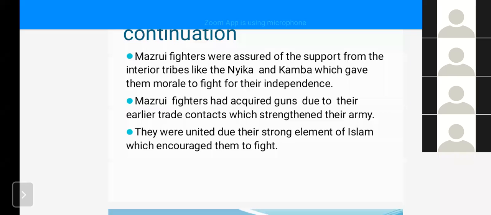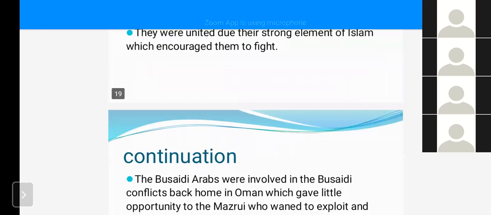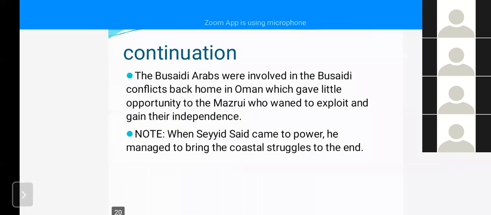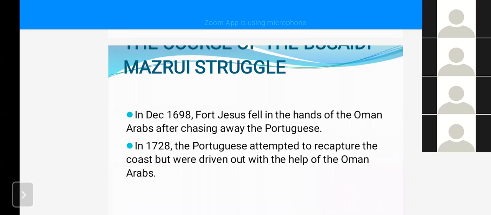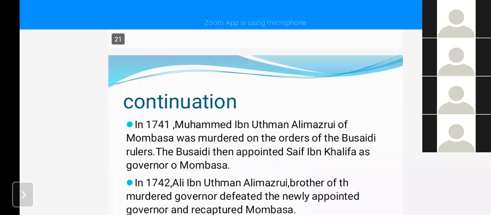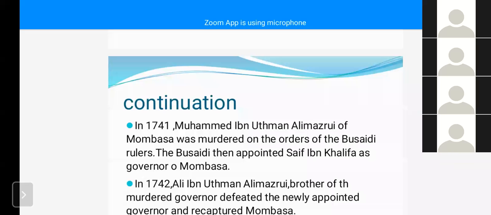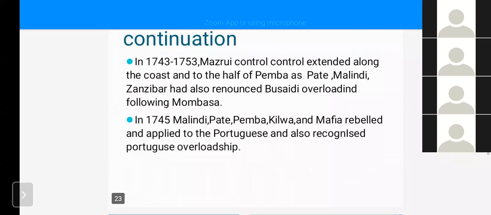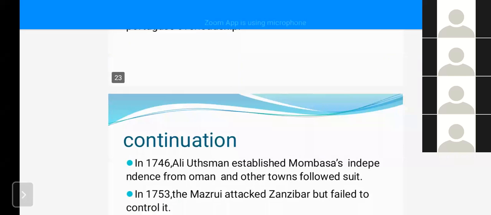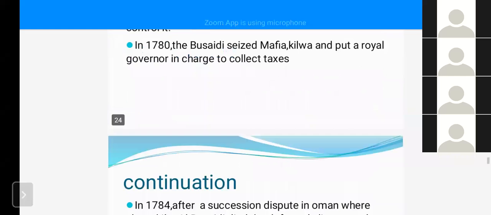Islam. This is where Muslims feel that if there is any war against others in the name of religion, it can easily be fought to success. So religion helped to unite more of the Mazrui along the East African coast than back home, where the Busaidi were disunited within themselves and with the Yorubi family.